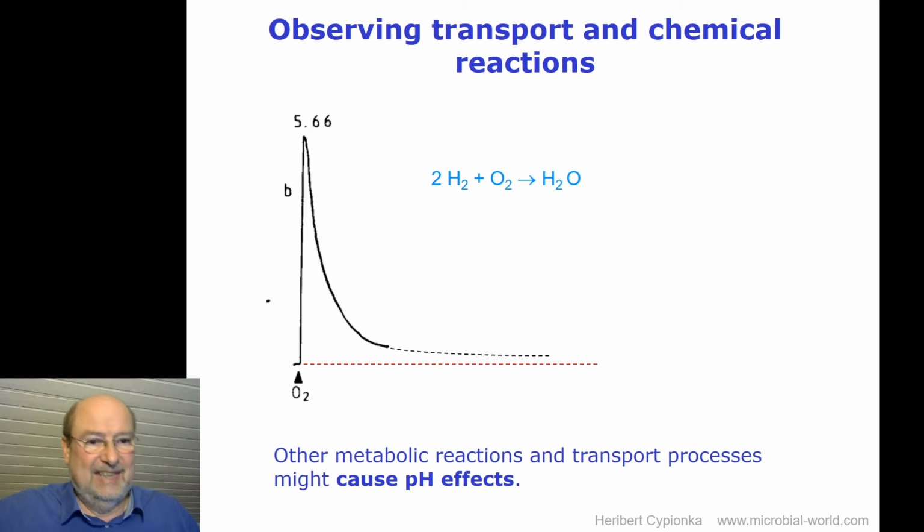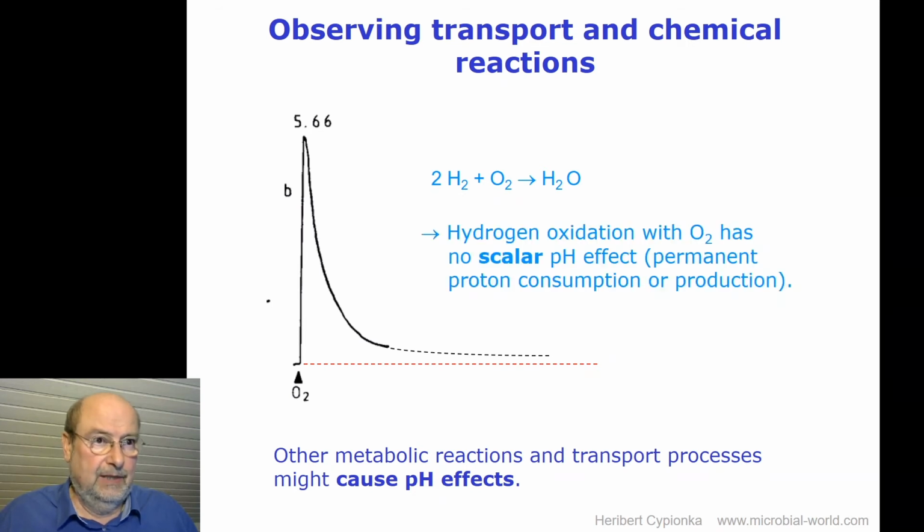And this might be different if you have other metabolic reactions that consume protons or produce protons, and if you have transport processes that also might consume protons or produce protons. And this is especially the case with the sulfate-reducing bacteria. And we call these changes, if they are occurring, scalar, because they are permanent, and they change the amount of protons in the system, while the vectorial proton translocation only brings it from one side of the membrane to another side.